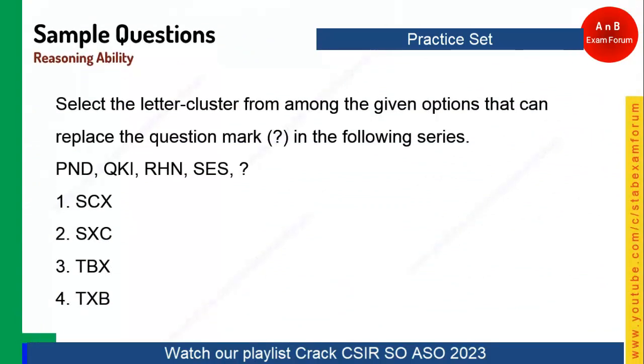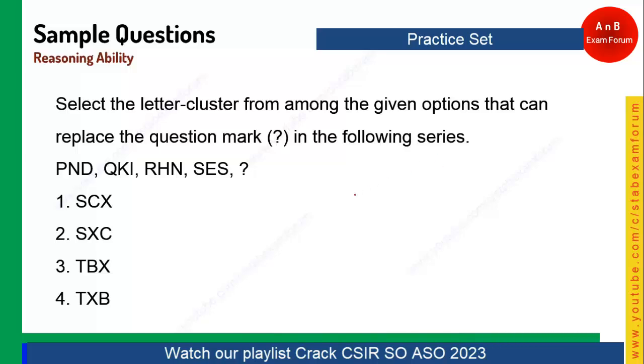Let's see one more question on series. Okay, time's up. A very simple one. We can do it verbally also. So as you can see in this series, P, Q, R, S, then what should come? T. So options 1 and 2 are straightaway eliminated. Then what is the relation? Yes.